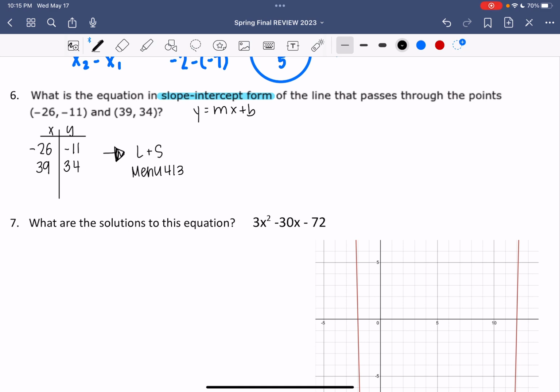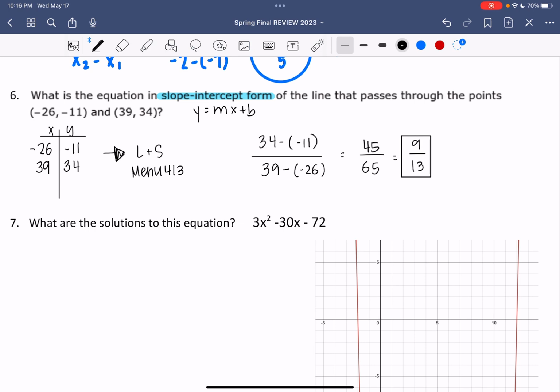So again, it's your y value, subtract your other y value, so 34 minus a negative 11, all over 39 minus a negative 26. So 34 minus a negative 11 is 45. And then 39 minus a negative 26 is 65. Okay, obviously that's going to be able to simplify. And then 45 divided by 5. So it should be 9 over 13.